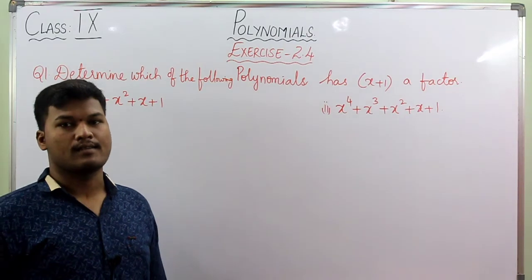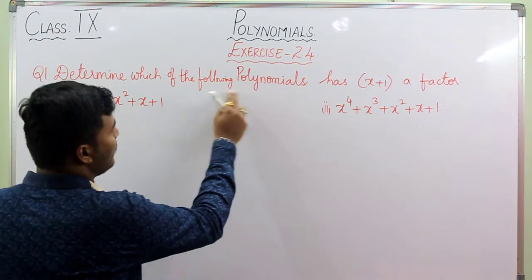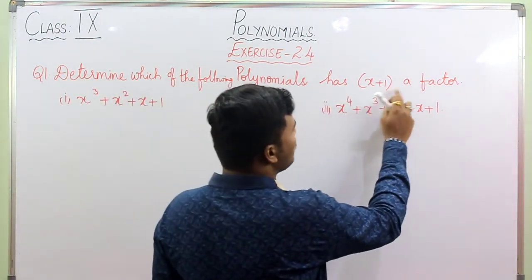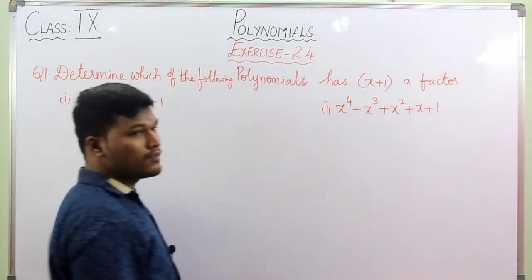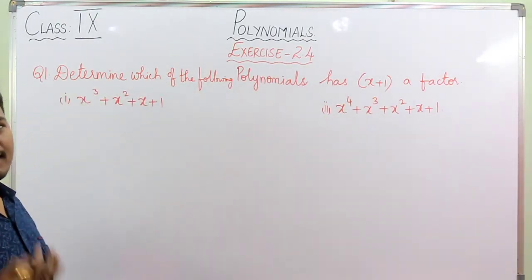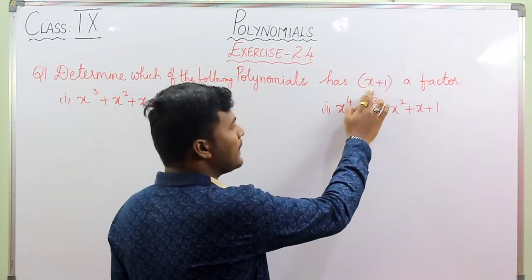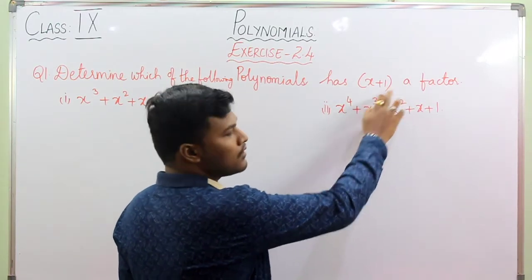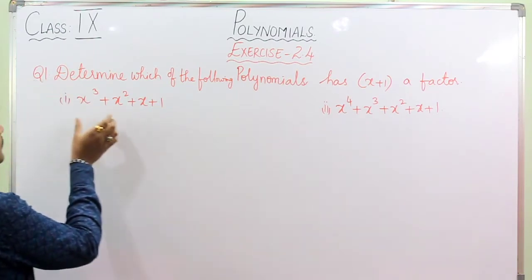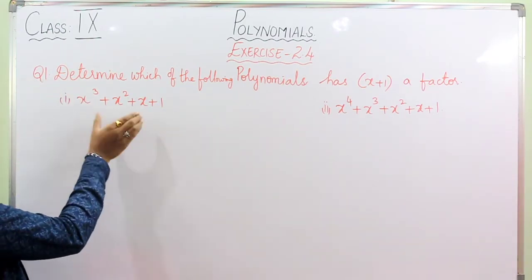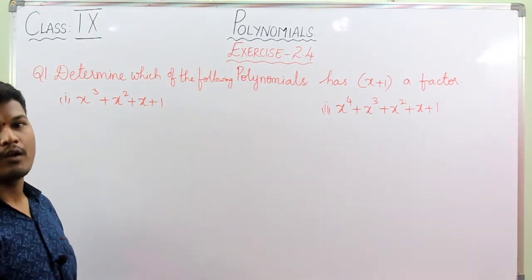Let us start with exercise 2.4. The first problem is, determine which of the following polynomials has x plus 1 as a factor. In order to conclude whether it is a factor or not, we have 3 steps. The first one is, we will equate this to 0 to get the zero of that. That is, x plus 1 is equal to 0. If you equate, we will get x is equal to minus 1. After that, we have to substitute that value in this p of x. If the remainder is 0, we conclude that it is a factor. If not, it is not a factor.